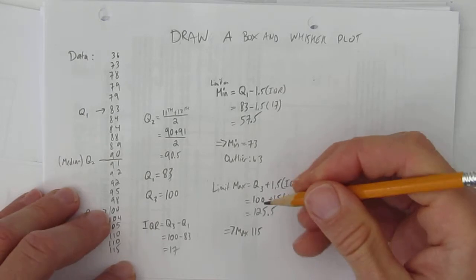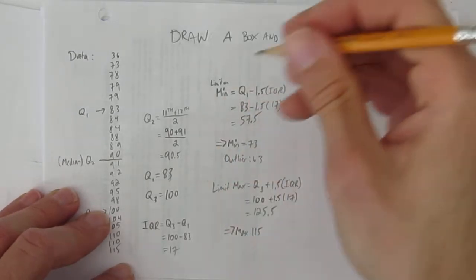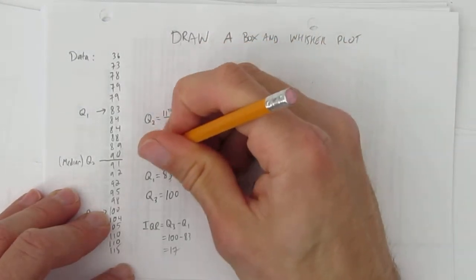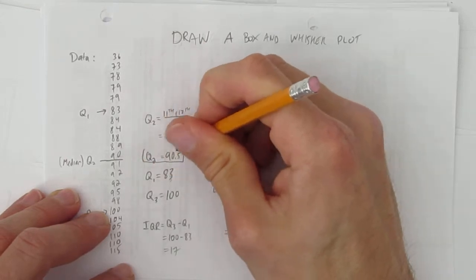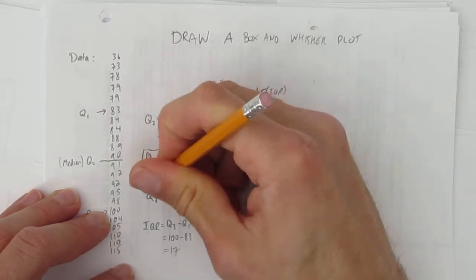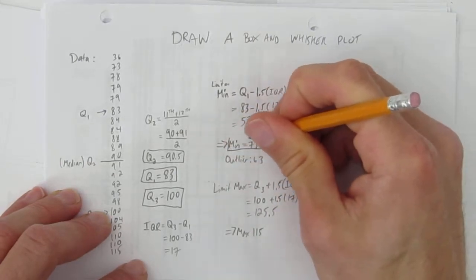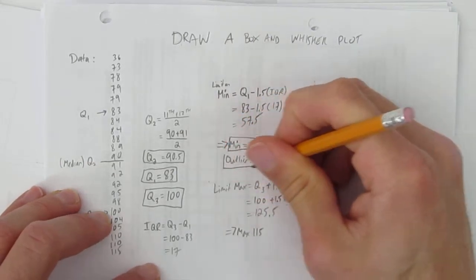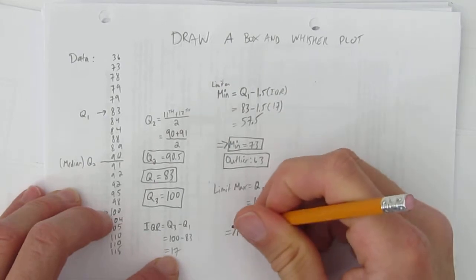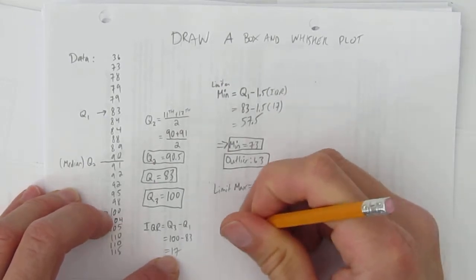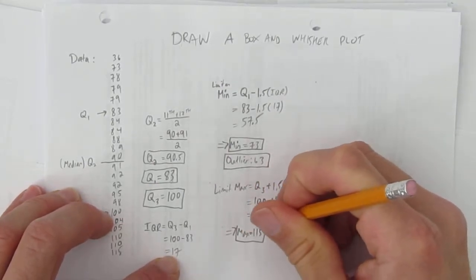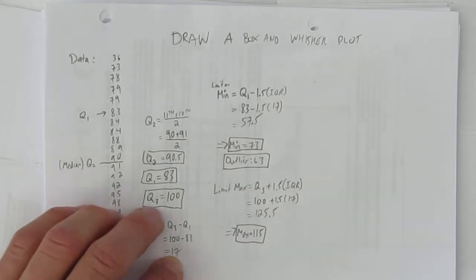So what do we have to draw our box and whisker plot? We've got this Q2, this Q1, this Q3. We have our actual min, which is based on the fact that we have an outlier here, and we have a max. Now we have everything we need to draw our box and whisker plot. Let's do it.